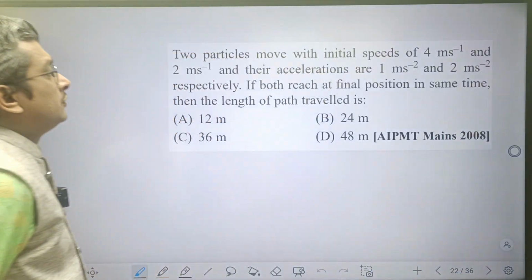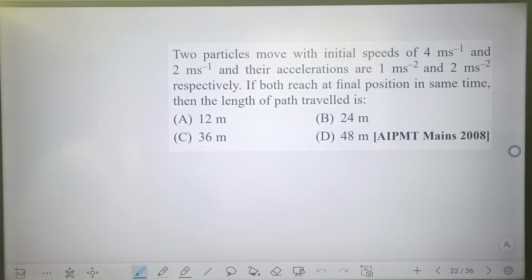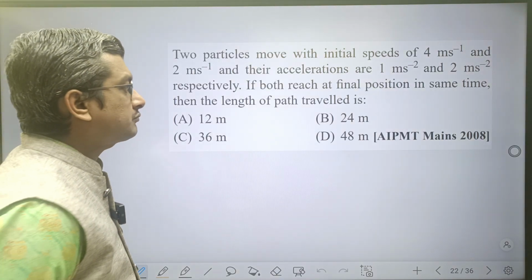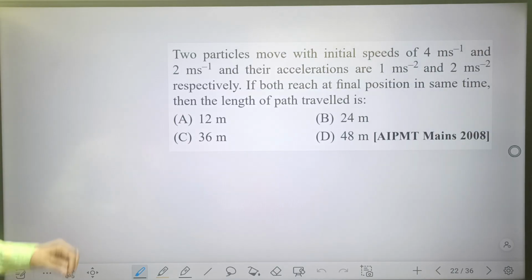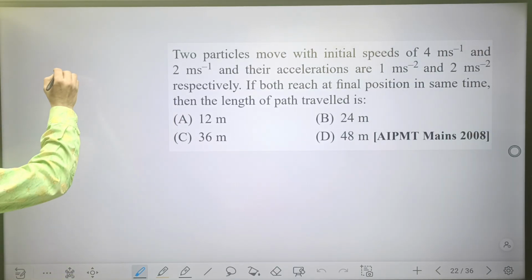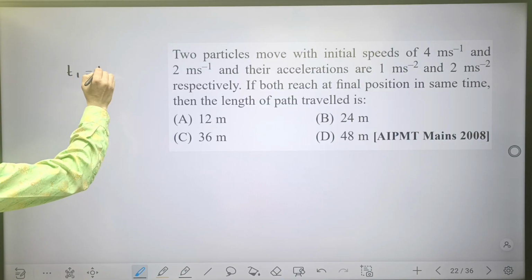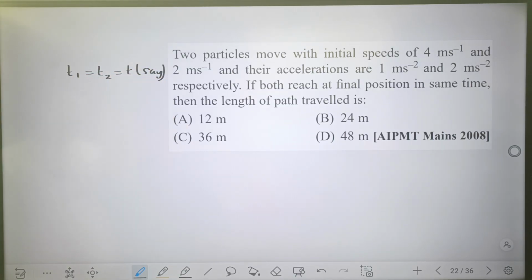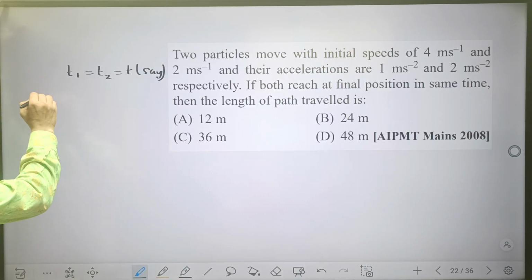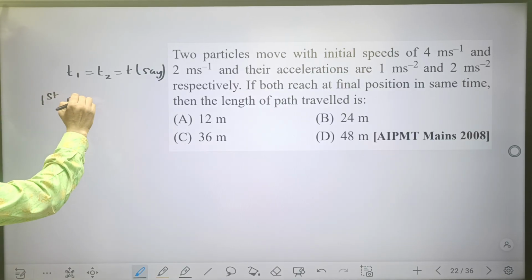Next, two particles move with initial speeds of 4 meter per second, and their accelerations are given. If both reach the final position in the same time, then the length of path traveled is, isn't it? Both reach the final position at the same time. So in the two cases, T1 is equal to T2 is equal to T, say, we have taken that. So the first particle is having initial speed. Let us consider the first particle.